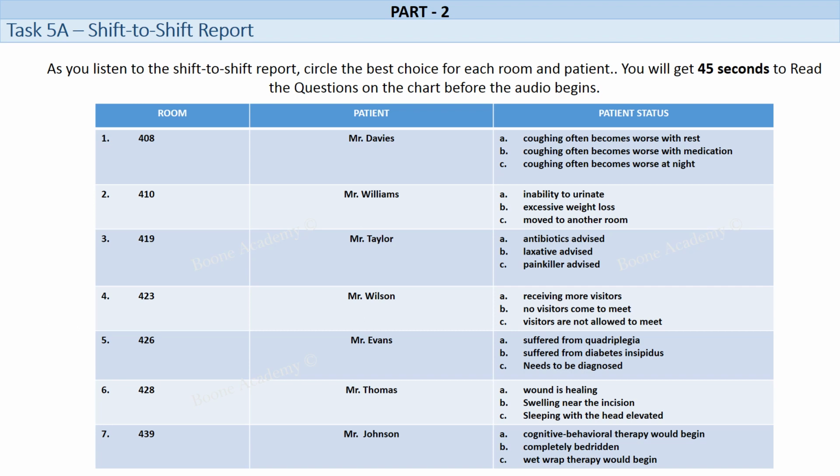Also room 426, Mr. Evans, the patient complains of constant thirst and excessive passing of urine. Concerned doctor of the patient was informed. The doctor diagnosed the condition as diabetes insipidus and he also decided to measure one more hormone in patient's blood. So that test would be conducted today.